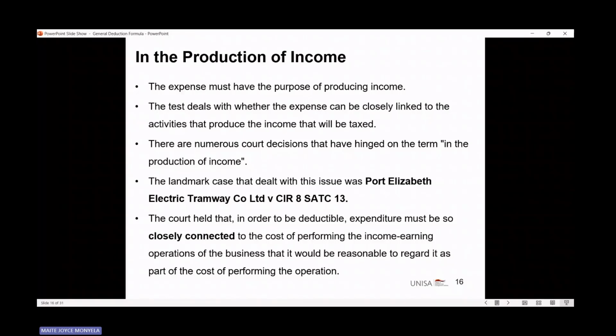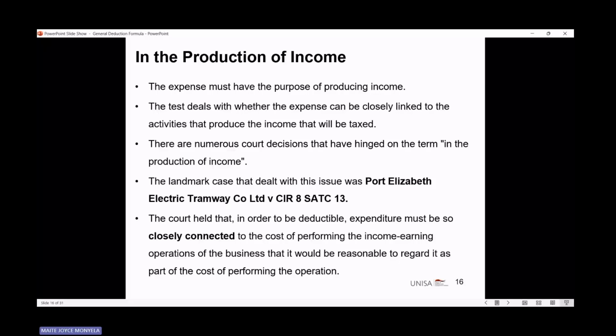So here in the court case, they held that in order to be deductible, expenditure must be closely connected to the cost of performing income in the operation of the business. It would be reasonable to regard it as part of the cost of performing the operation. So in production of income, the most important thing you must know is that the expense must be closely linked to the activities that produce the income.